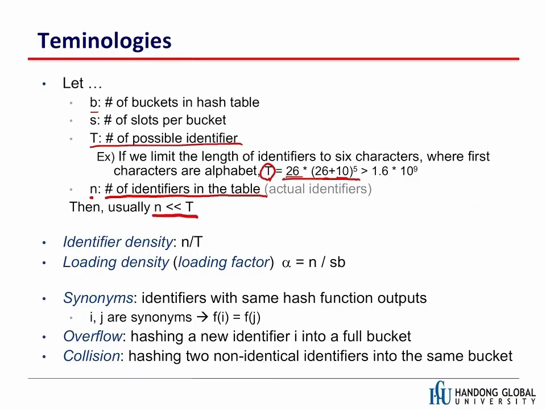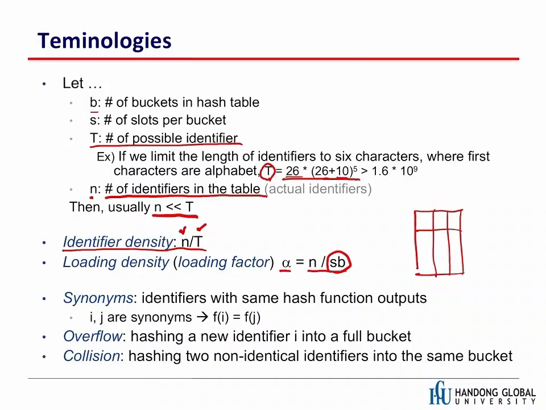And we have some other variables to indicate some properties of our hash table. The first one is identifier density, which is N over T. N is the number of actual identifiers and T is the number of potential identifiers. The next one is the loading density or loading factor, alpha, which is N over S times B. S times B is the size of the hash table, where B is the number of buckets and S is the number of slots.